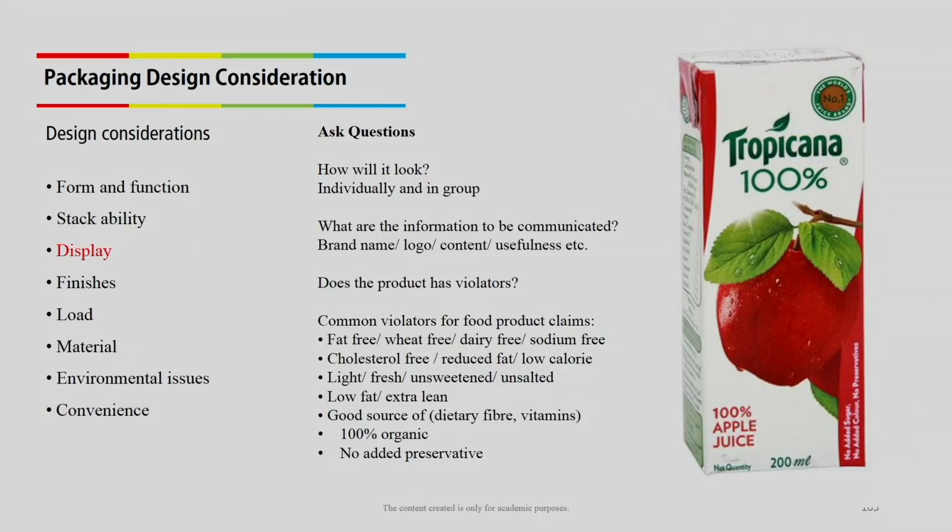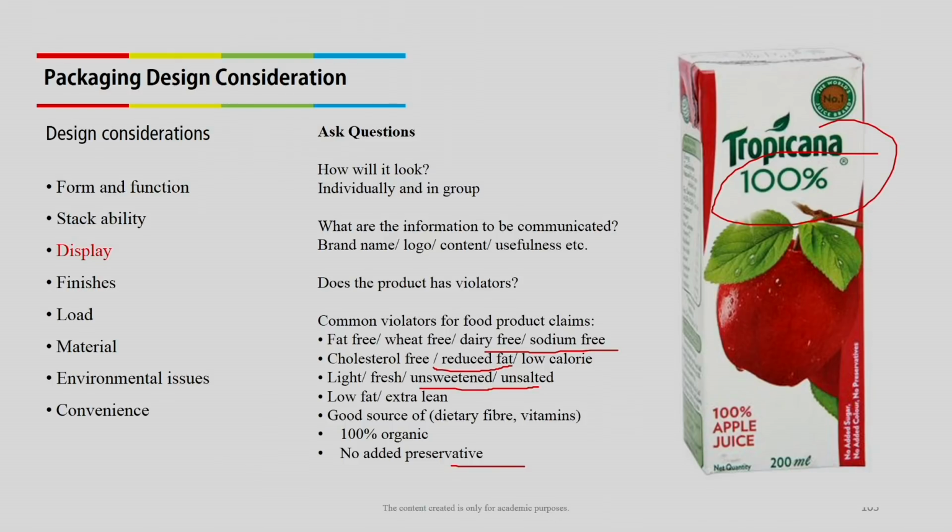violator is the term used for the visual device that is generally positioned on top of the packaging graphics and is used for the purpose of calling attention to or announcing a special feature of the product or package. Common violators for food product claims are fat free, wheat free, dairy free, sodium free, cholesterol free, unsweetened, unsalted, light, fresh, low fat, extra lean, good source of dietary fiber, vitamins, 100% organic, no added preservative, etc.